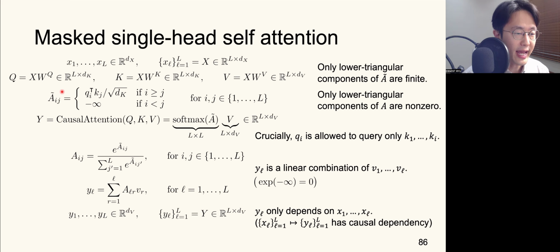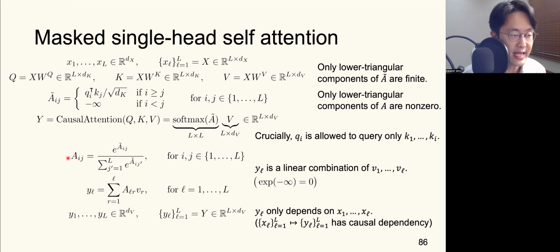But A tilde has this lower triangular structure. The lower triangular components of A tilde are the same as before, given by the inner products. But for all the elements above the diagonal, those are all set to negative infinity. And then the output y, computed as the causal attention with the QKV vectors, can be understood as the softmax operation applied to A tilde, multiplied by the V matrix.